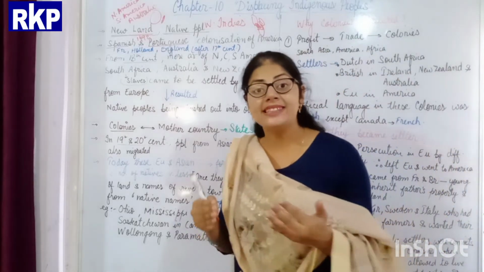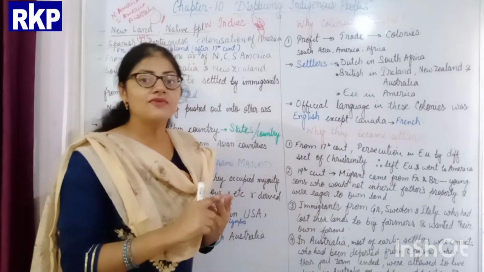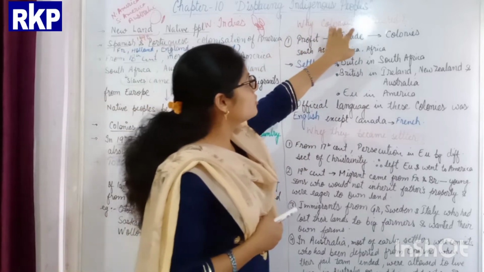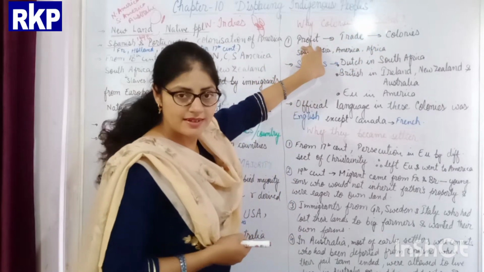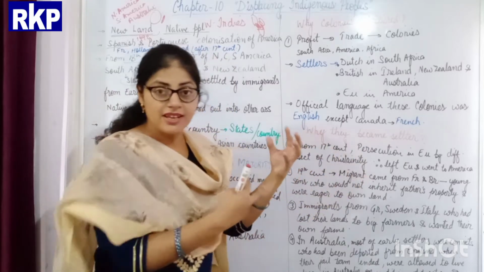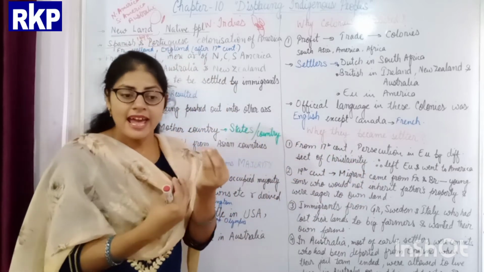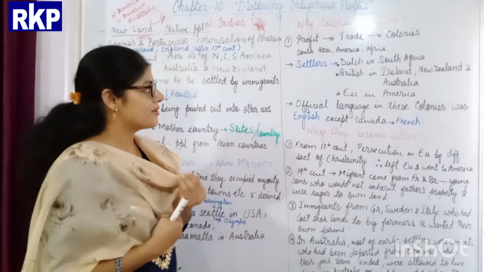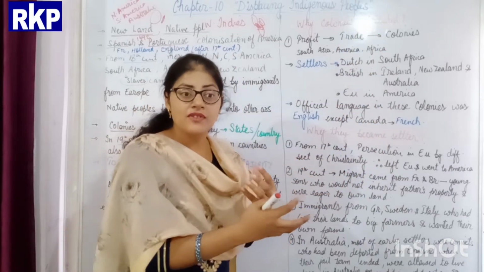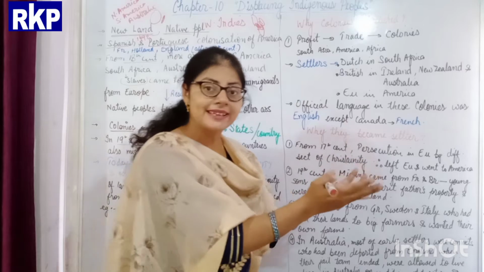One more thing, beta: why were these European countries interested in making other countries their colony? The reason was profit, for gaining more wealth. Why were colonies established? For the purpose of profit. And for gaining profit, firstly they started trading with these new lands. They took things from these new lands and in return gave some other things which they had. Firstly they did the trade, but later they found that instead of trading, if they occupied the land, it would be more beneficial for the Europeans, and then they made that land their colony.